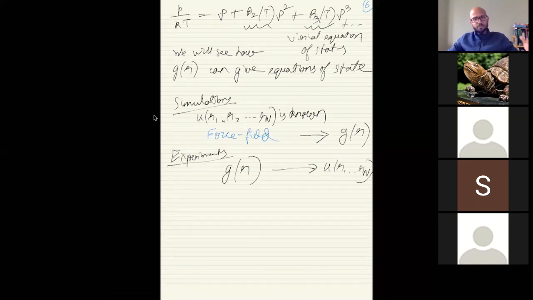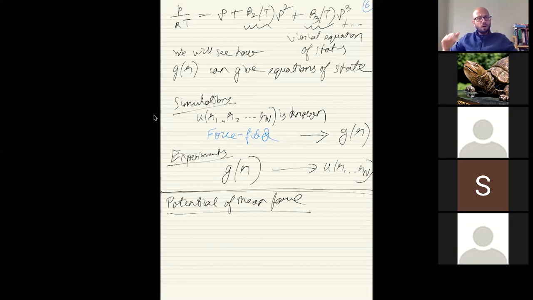And people like Jeff Klauda in chemical engineering try to do both of these things in an iterative manner so they can come up with good force fields that describe a given material or a molecule or anything like that. Okay, so we are going to study all this. Our first use of g(r) is related to something called potential of mean force. This is the first application of g(r) that we will show, how g(r) can tell us something quite important about a system.